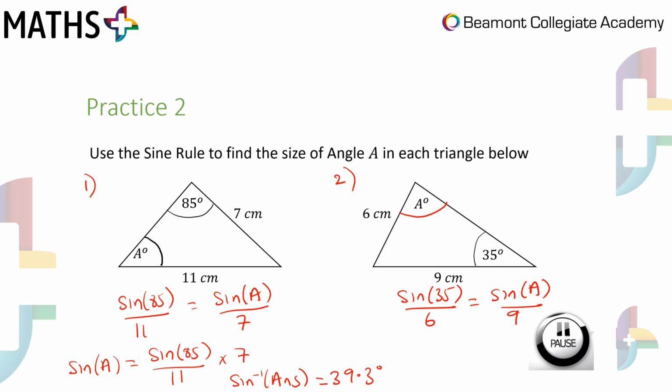So to work out sine of A, I do sine 35 divided by 6, times that by 9, and then again, because I'm finding an angle, I do the inverse sine, and we should get 59.4. It's 59.35, so that rounds to 59.4. Hopefully you got those 2 answers.